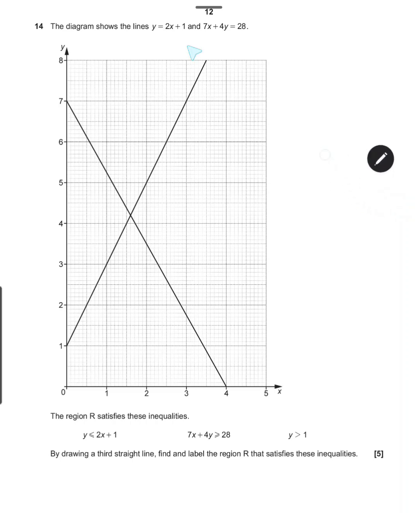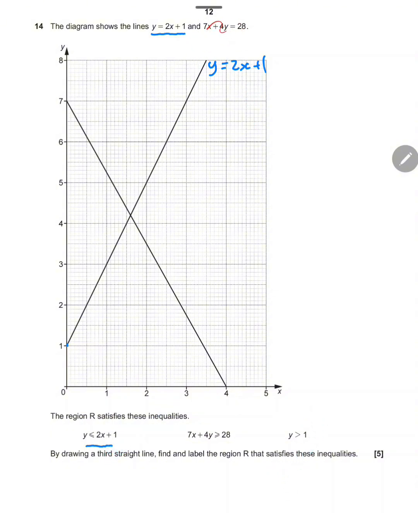So in question 14, here we've got two straight lines. We've got y equals 2x plus 1. And if we know about y equals mx plus c, this 1 is the y-intercept of that straight line. So I know straight away that that line there is y equals 2x plus 1. What I'm going to do is look down here as well. Look at this inequality. We've got something very similar. y is less than or equal to 2x plus 1. So that inequality matches this straight line.